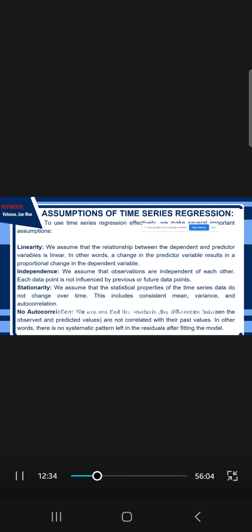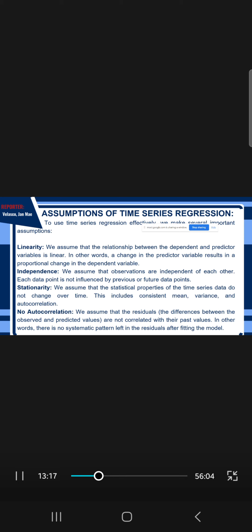So this is crucial because many statistical methods assume that the underlying structure of your data doesn't change over time. So if your data is not stationary, you might need to transform it to make the analysis more accurate. So that is stationary. So the last one is no autocorrelation. So we assume that residuals, or the difference between the observed and predicted values, are not correlated with their past values. So in other words, there is no systematic pattern left in the residuals after fitting the model.